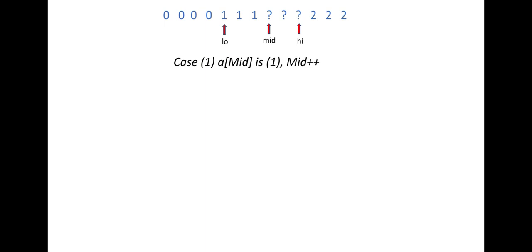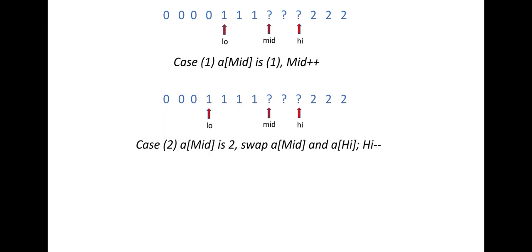Now we would look at case 1. Case 1, that is if the encountered element is 1, then we would simply increment mid by 1. That is, we would move the pointer 1 position ahead. You can see if a of mid is 1, we would simply increment that by 1 position.